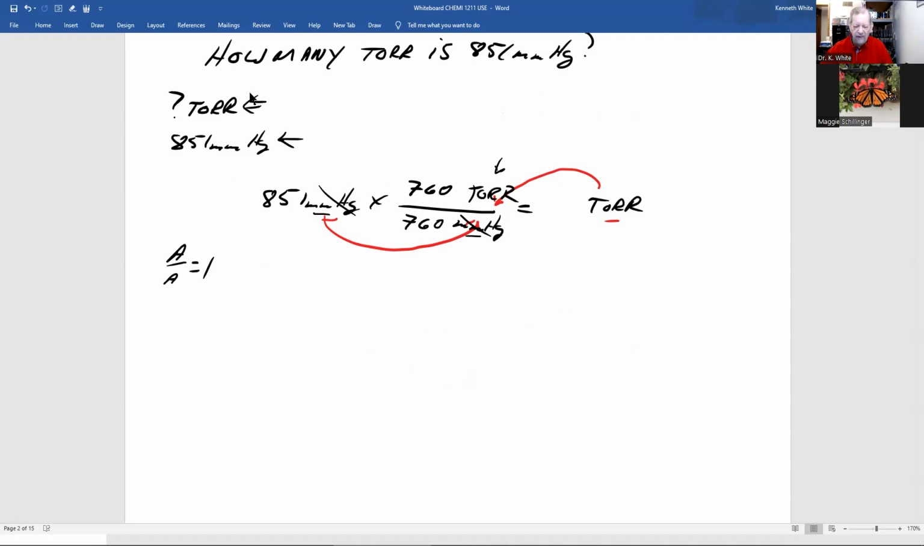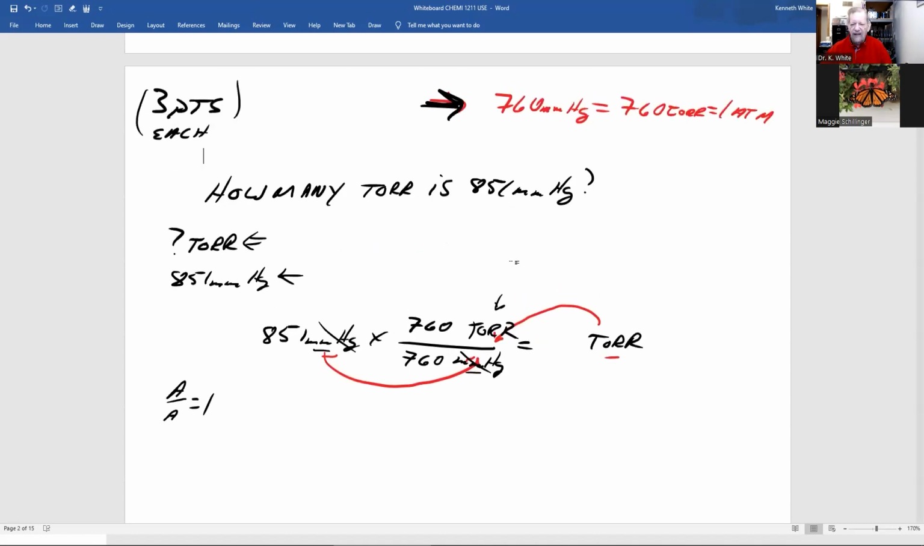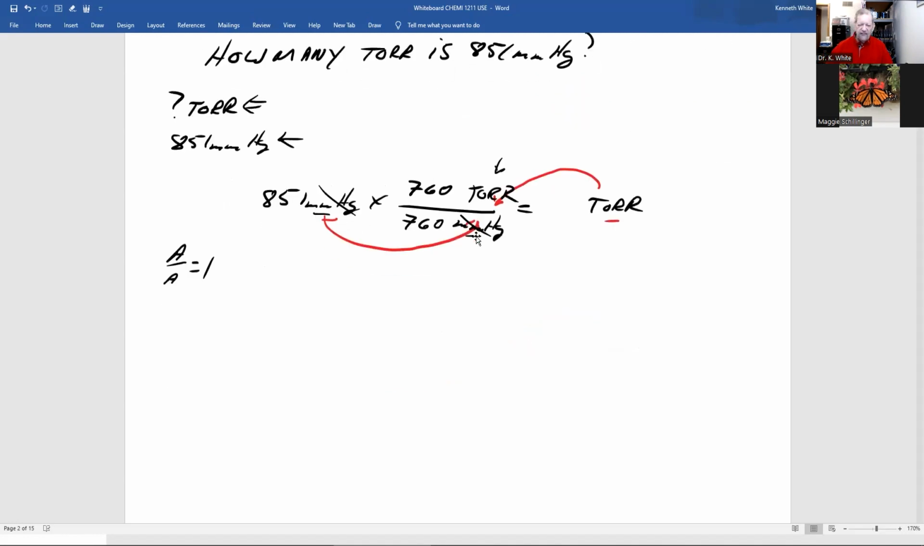And remember, each one of these numbers in this relationship, 760 millimeters of mercury equals 760 torr equals 1 atmosphere, ATM is short for atmosphere, these are all exact numbers. And exact numbers play no role in determining significant figures. This has 3 significant figures. Therefore, my answer, if you do the math, is this: 3 significant figures. All right, you try one.